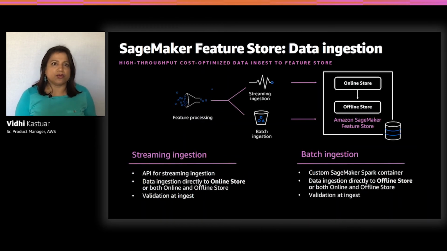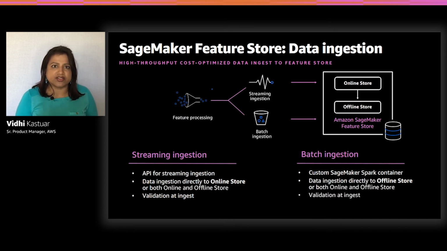Talking about how you can ingest data into the SageMaker Feature Store, the Feature Store provides high throughput, cost optimized data ingest. And it provides both streaming ingest and batch ingest mechanisms. You can ingest streaming data into the feature store using the SageMaker Feature Store APIs. And you can ingest data directly to the online store, as well as configure the feature groups to be able to append that data to the offline store. When you ingest data using the streaming ingest API, the feature store automatically validates this data against the feature group schema.